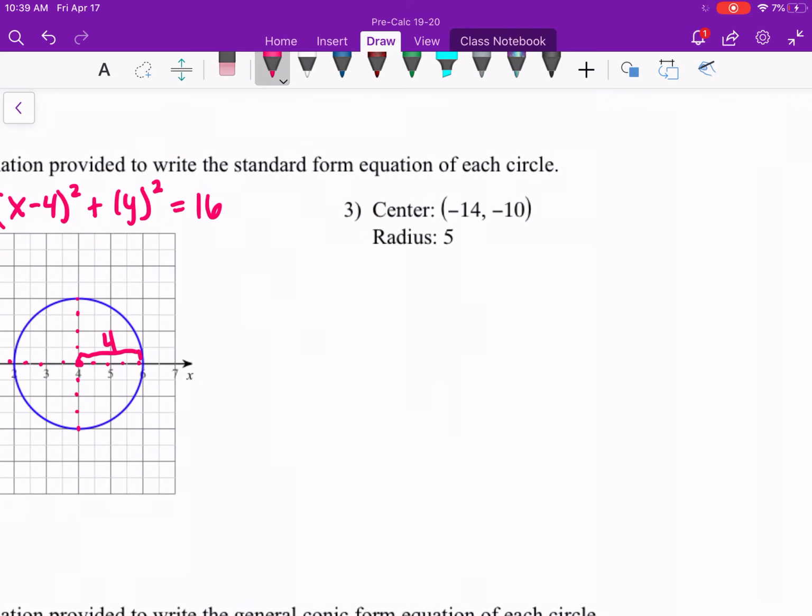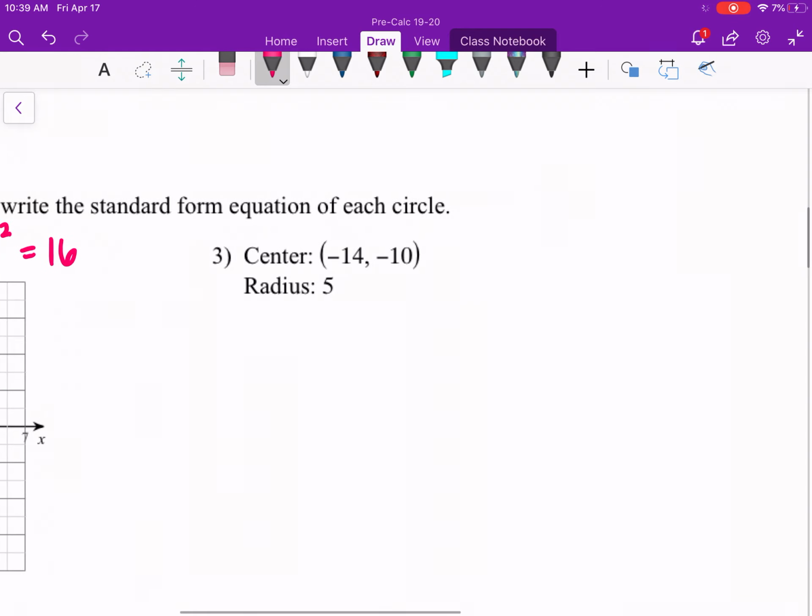Number 3. Super easy. They can't make it any harder. There's only 2 pieces of information. So if they don't give you the graph, they have to give you these 2 things. And so bam, it's so easy. We're just going to throw these into the equation. We're going to flip those signs. We're going to always have a plus sign in the middle.